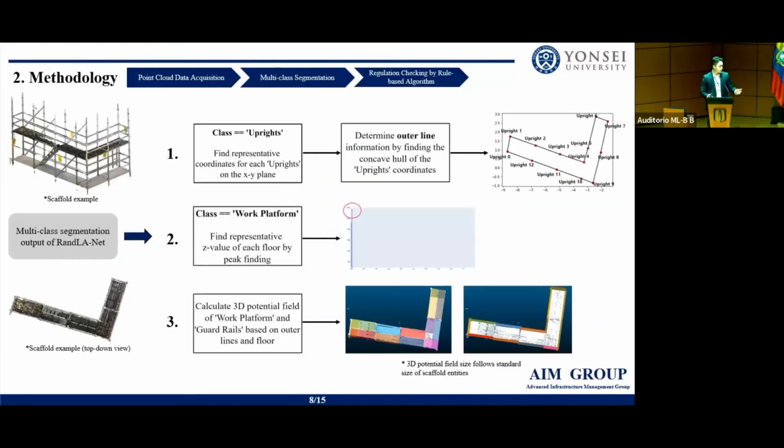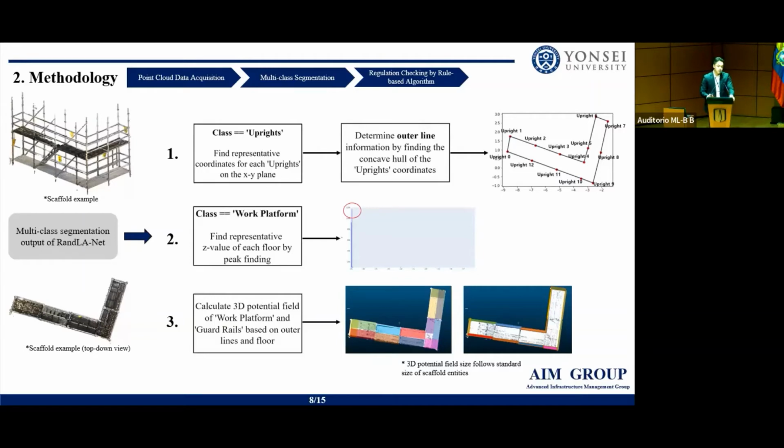After the segmentation step, we now proceed to the regulation checking step. So first, we use the upright classified points from the RandLA-Net to find representative coordinates for each upright on the XY plane. And using those coordinates, we determine the outer line information by finding the concave hull of the upright coordinates. And this outer line information is very important because we will use it as the baseline for searching work platforms and guardrails afterwards.